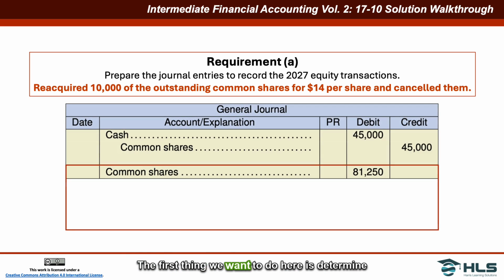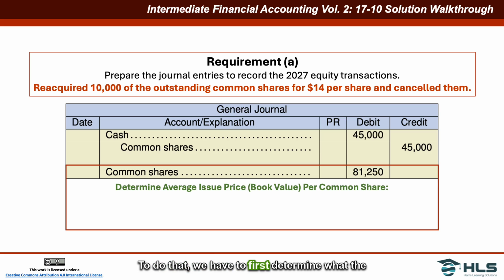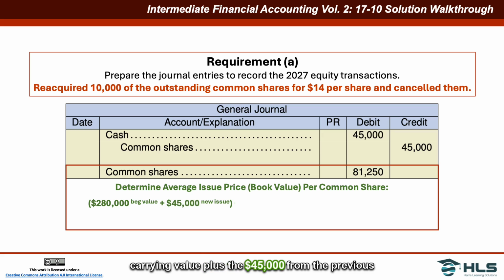The first thing we want to do here is determine how much we're going to debit the common shares account for. We're going to debit it because by reacquiring shares, the company will reduce the number of shares and the associated balance carried on the balance sheet. To do that, we have to first determine what the average issue price or book value per common share is.